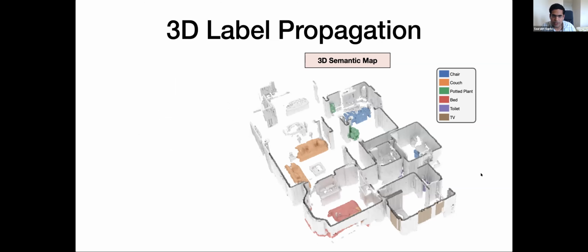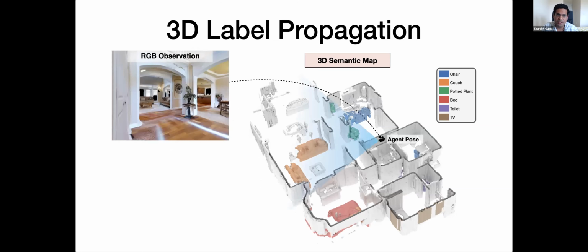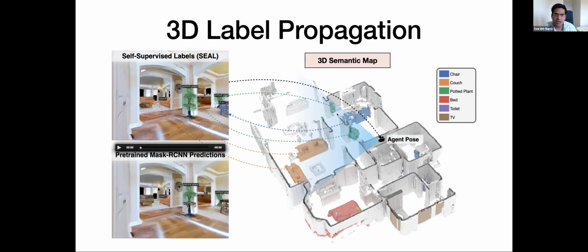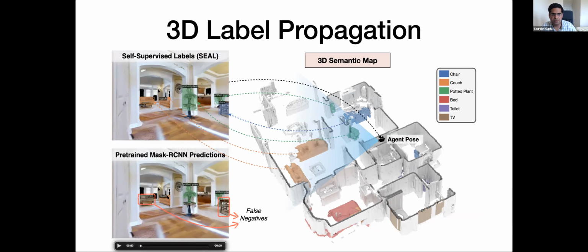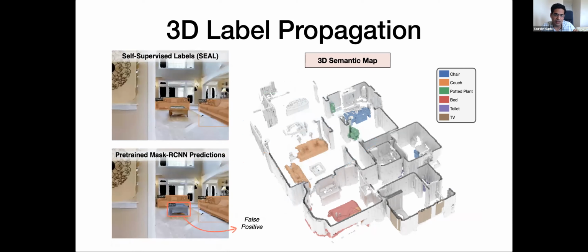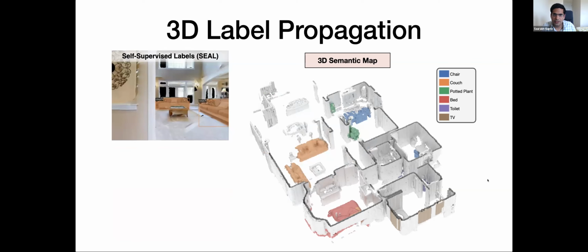And 3D label propagation also uses the same 3D semantic map. What we're doing is we take an RGB image and we render out the labels from this 3D semantic map that we have built up, right? And this can generate cleaner labels for you than what you had to begin with, right? So pre-trained Mask RCNN has false positives. If you do this label smoothing in these 3D maps that we are building, you can clean up false positives. You can also recover from false positives and false negatives, right? So that's kind of what we're doing.